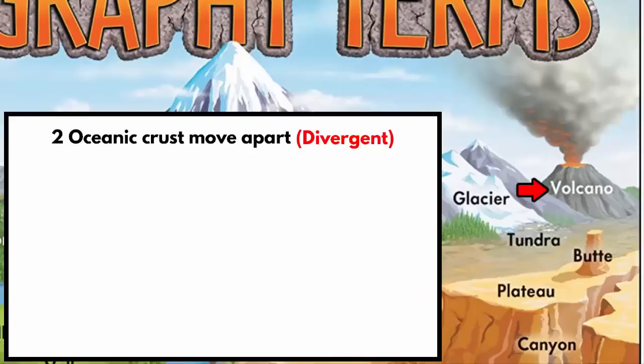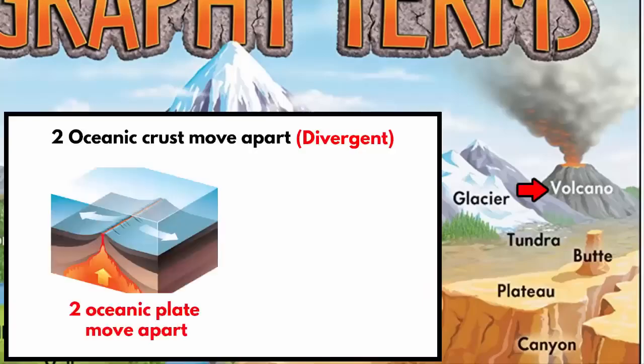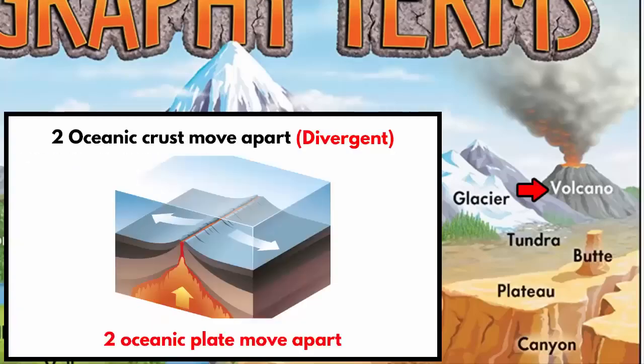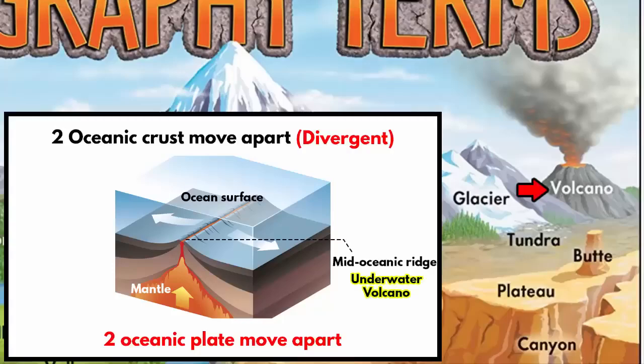It is called a divergent boundary. It can occur between two oceanic plates or two continental plates. When there is a divergent plate boundary in the ocean, in other words, when two oceanic plates are moving away from each other, molten basaltic magma from the mantle comes up and spreads on the ocean floor. It is also called a mid-oceanic ridge. When magma comes out, it forms an underwater volcano or submarine volcano.